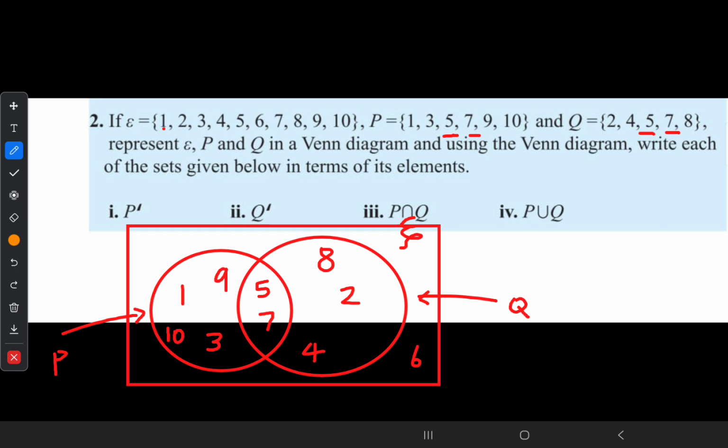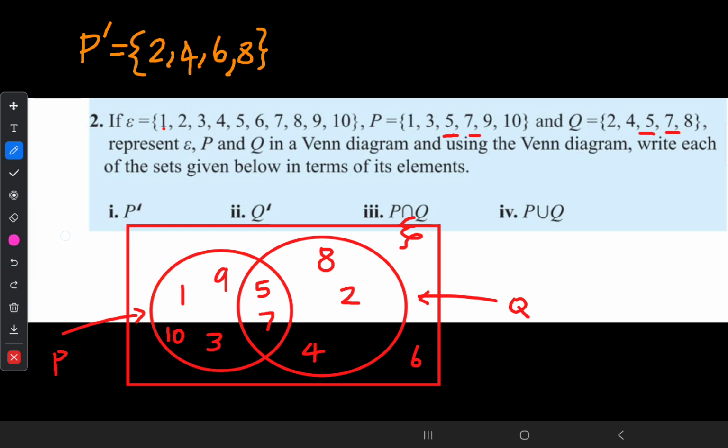And P complement means, I will write here, P complement: elements belonging to the universal set but not belonging to set P. Outside of set P, in ascending order, 2, 4, 6, 8. This is my set P. Outside of that, I have 2, 4, 6, 8.